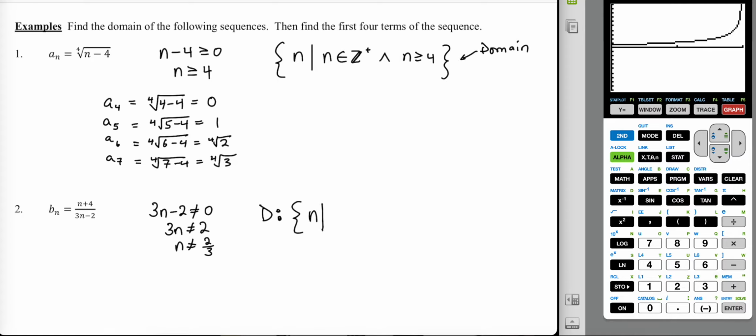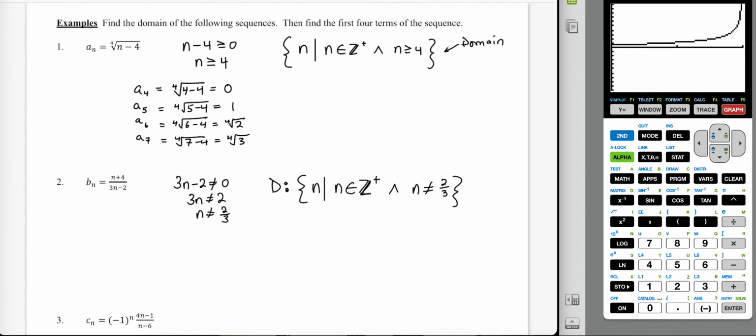n is the variable such that n belongs to the set of positive integers and n cannot be 2/3. All right, the first 4 entries. Well, we want positive integers. So we would start off with a 1, then go to a 2, go to a 3, but we've got to make sure that we don't hit a 2/3.